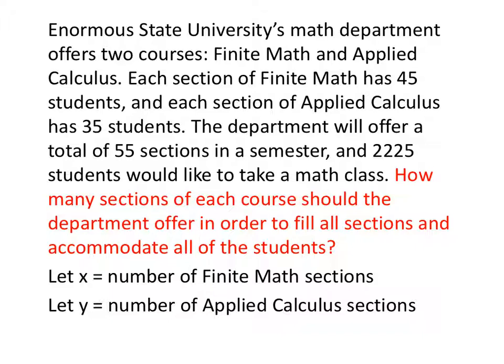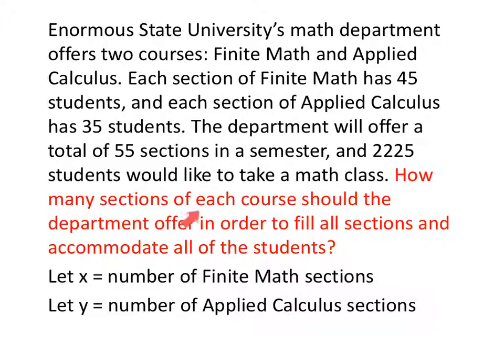Alright, here's our problem. Enormous State University, ESU, their math department offers two courses, Finite Math and Applied Calculus. Each section of Finite Math has 45 students, and each section of Applied Calculus has 35 students. The department will offer a total of 55 sections in a semester, and 2,225 students would like to take a math class. How many sections of each course should the department offer in order to fill all sections and accommodate all of the students?